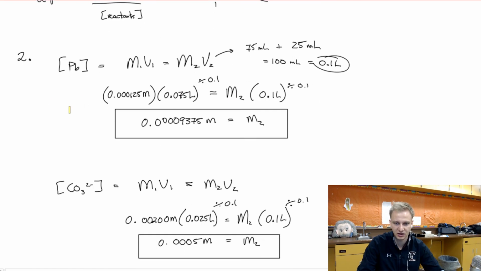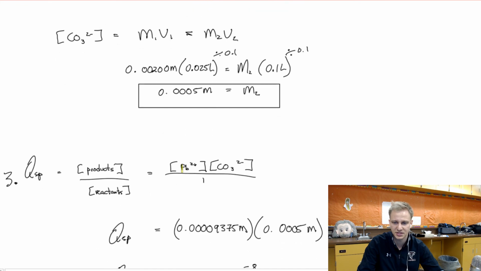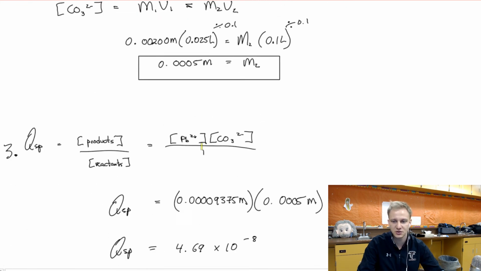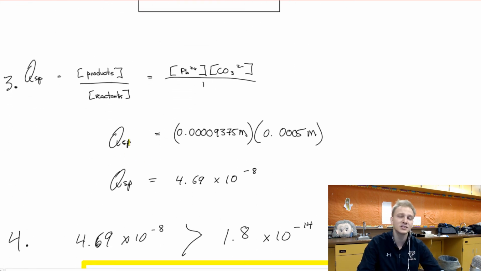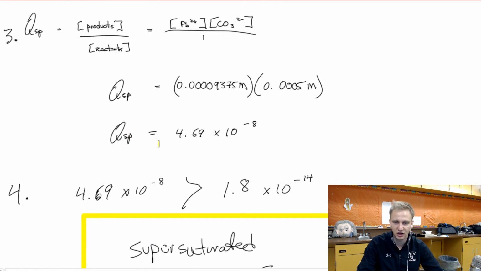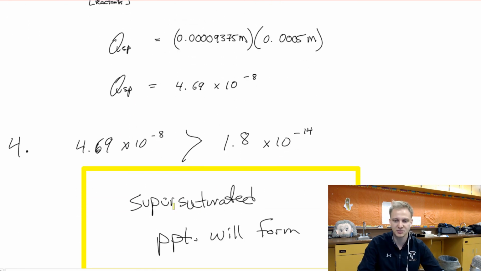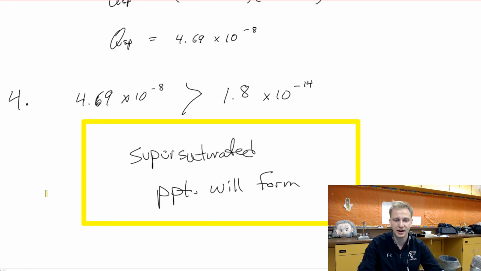That gave us our Pb concentration. We did something very similar with the CO3. Then using those two concentrations, we plugged them back into that QSP expression, solved for it, compared it to the KSP, and ended up finding out that this solution will be supersaturated and that a precipitate will form. And so that is how to solve for questions that have a trial KSP or a QSP.